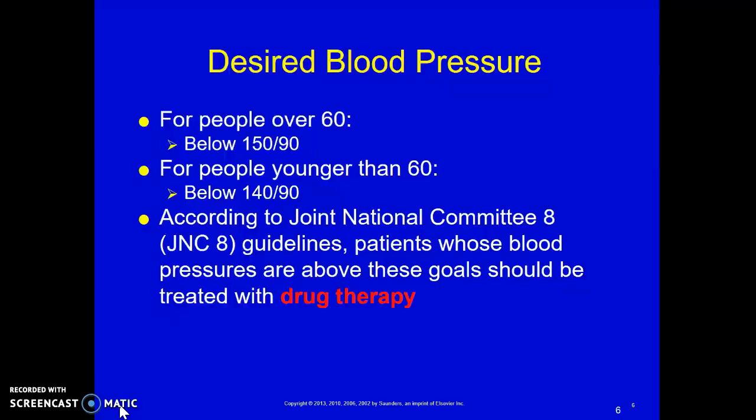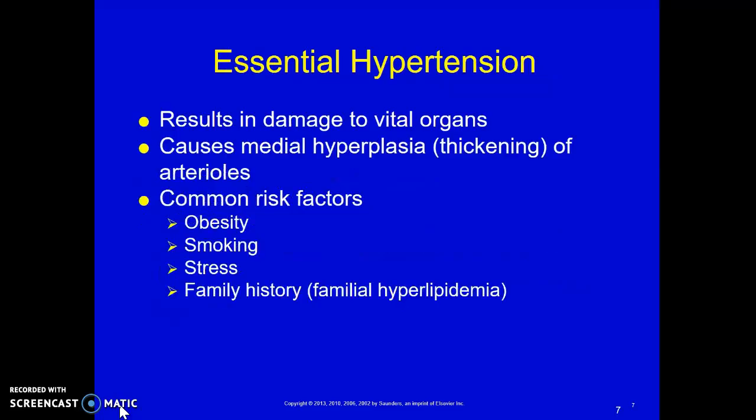If you have patients like this that you see for test taking purposes, make sure that you really know those guidelines based on the age and the numbers, because you're going to be asked which ones should be treated with drugs. Essential hypertension is what we consider hypertension that is caused typically from the atherosclerosis. And it nearly always is going to result in damage to vital organs, whether that's the brain, the liver, the kidneys.